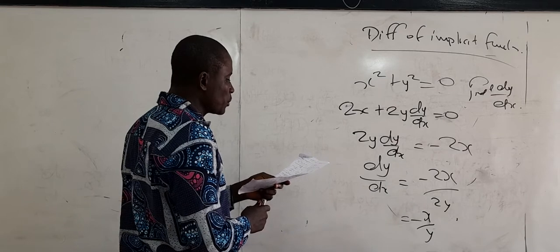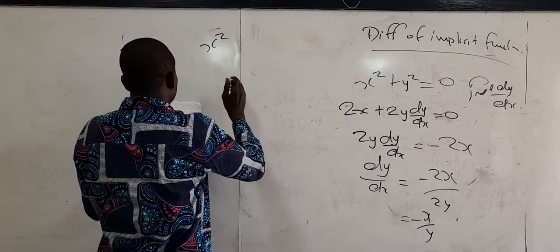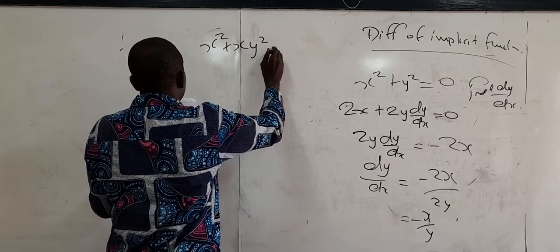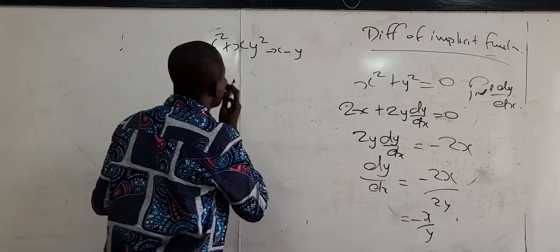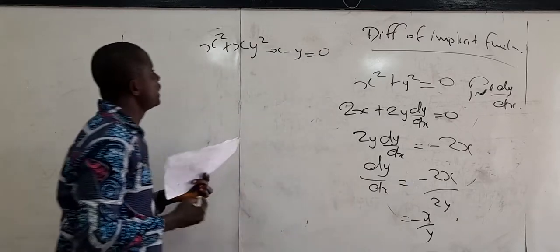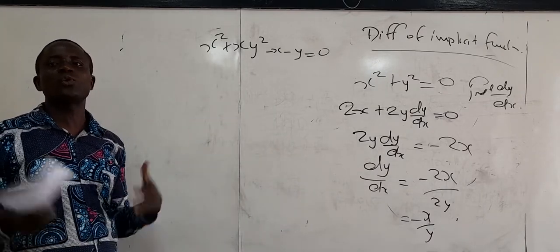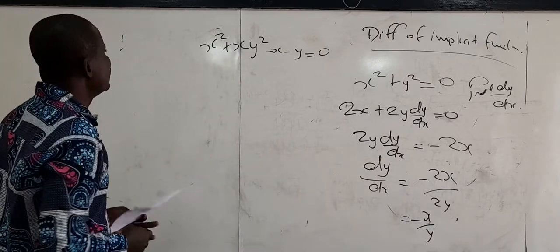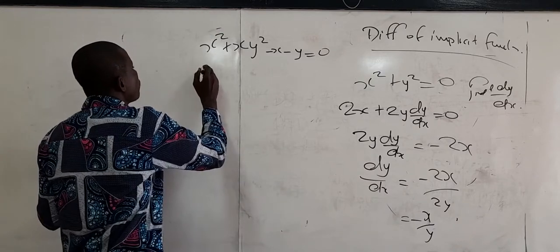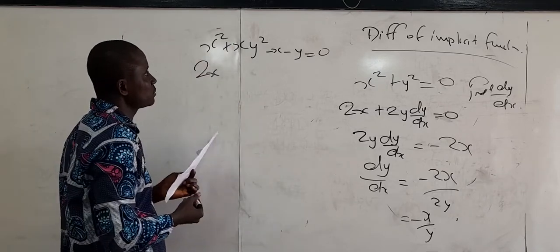They say we have to differentiate this one also: x squared plus xy squared minus x minus y is equal to 0. This is an implicit function that we are differentiating. Now this x squared is the x standing alone. So here I'm going to have 2x. You remember I've taught you this.